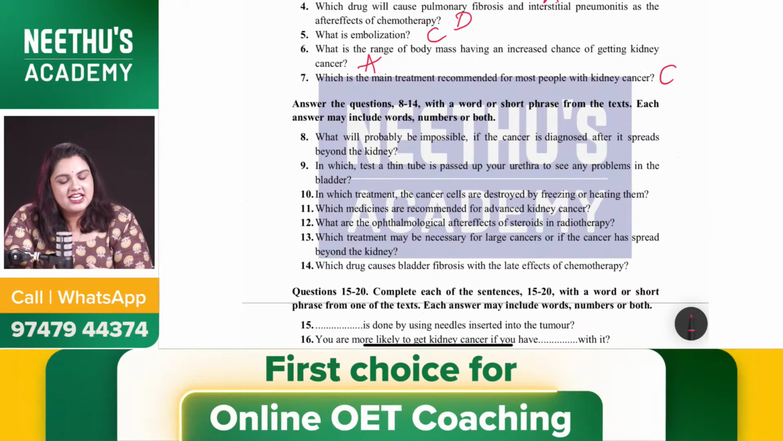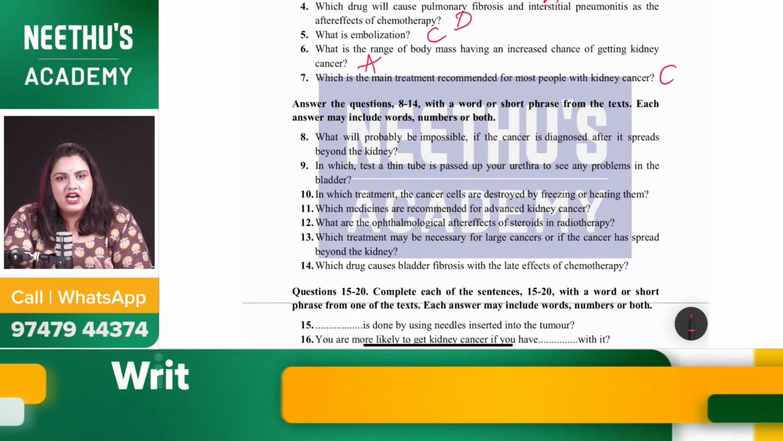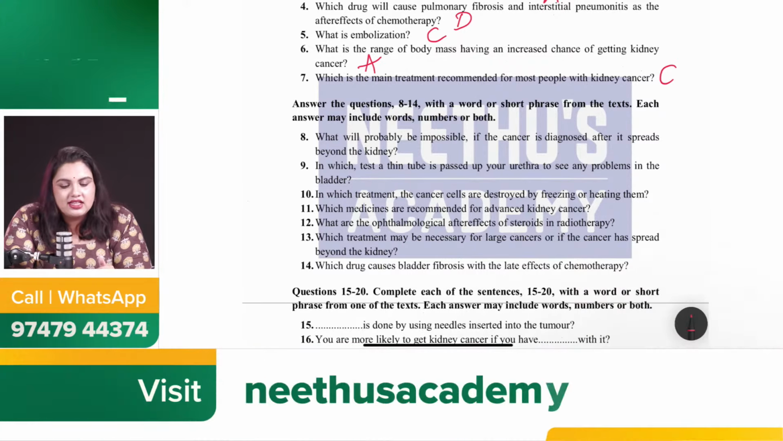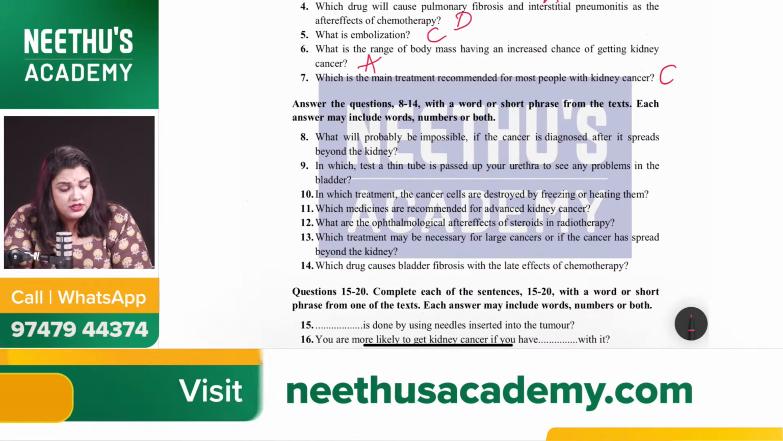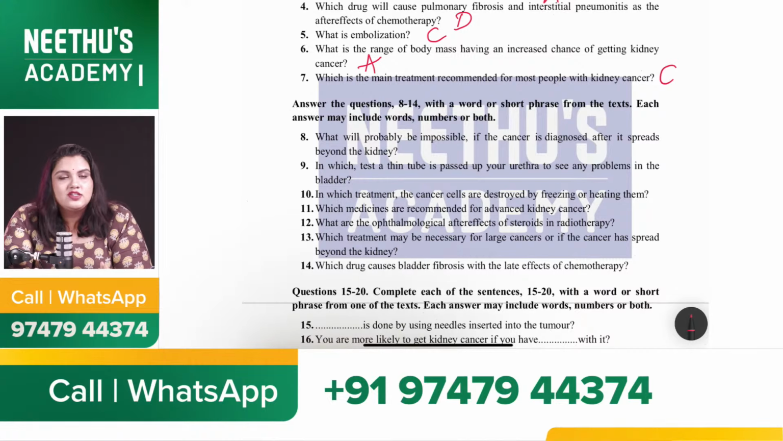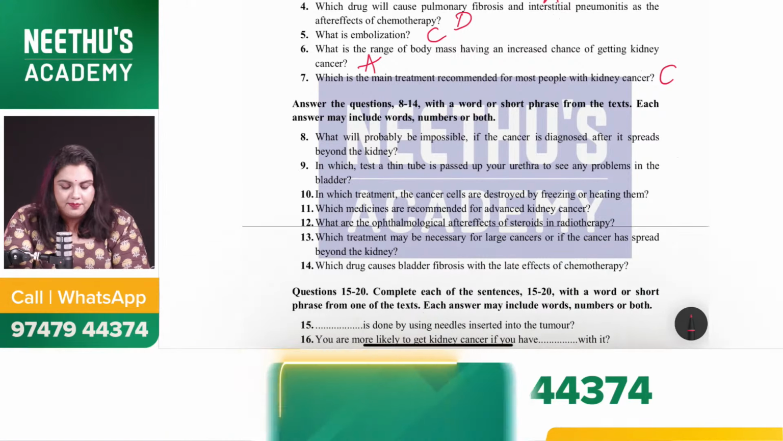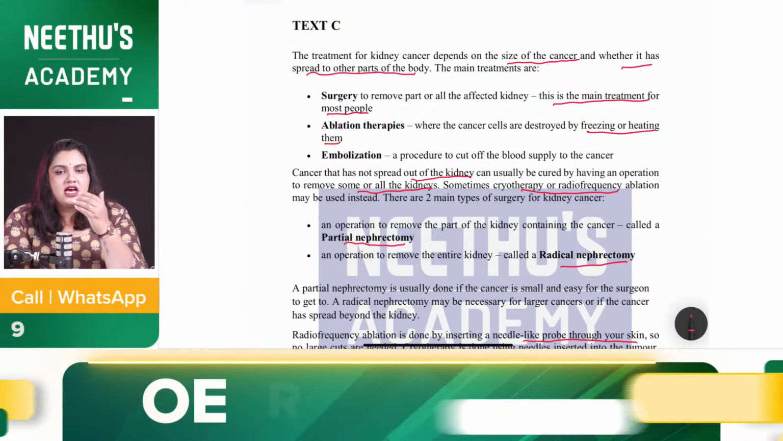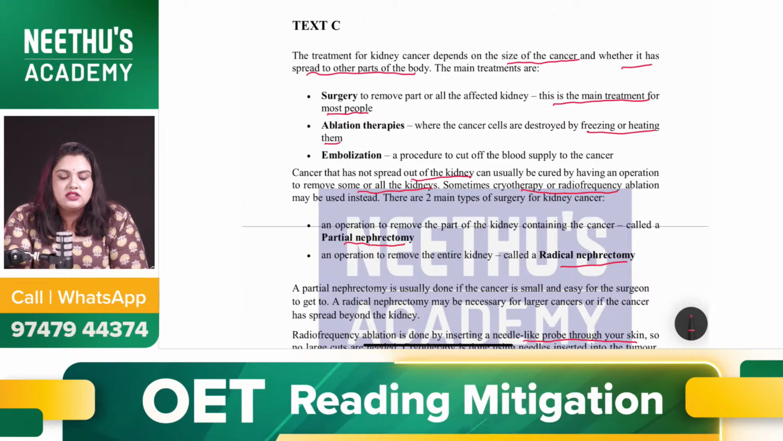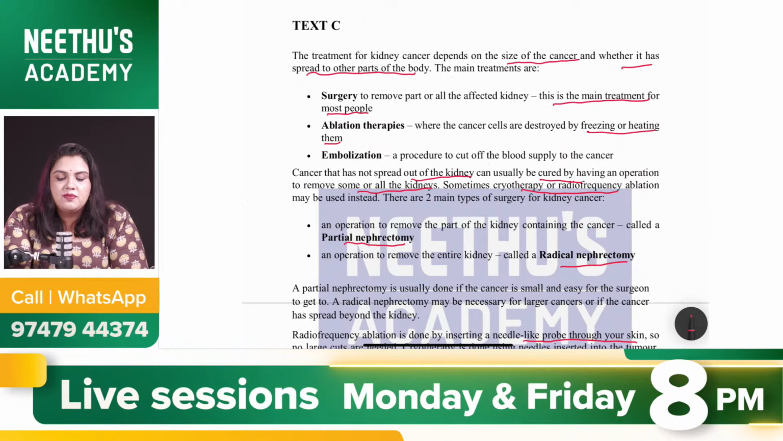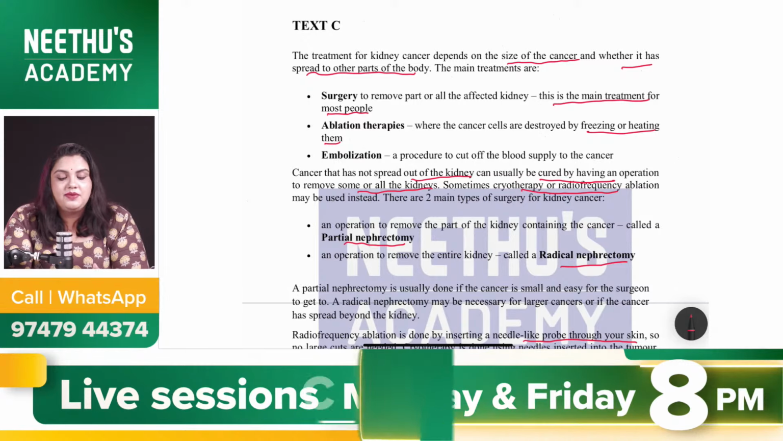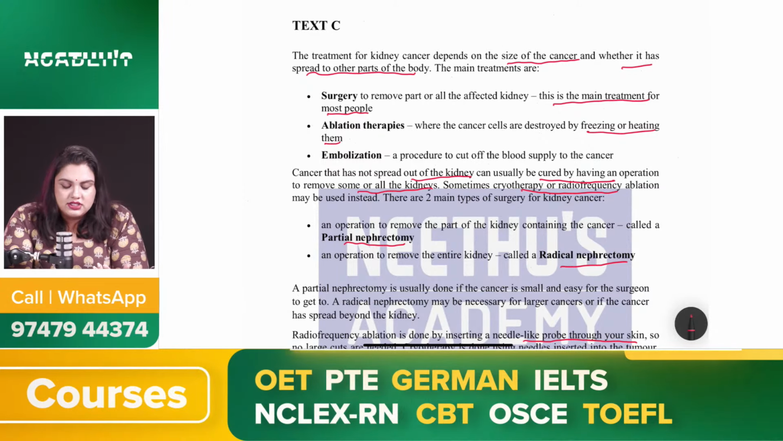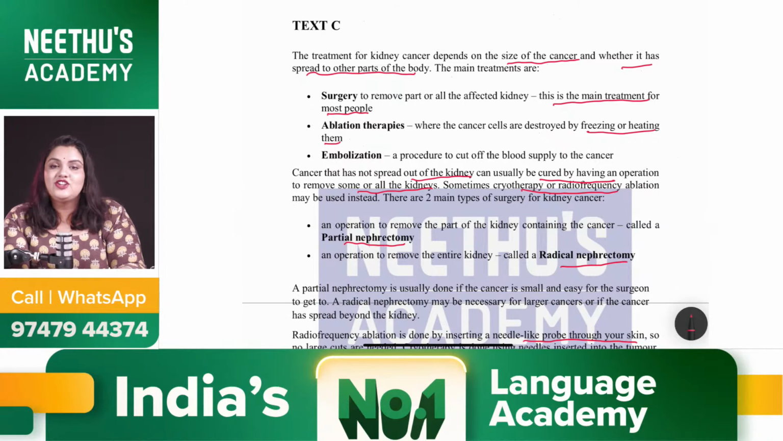This is not a direct answer, but the answer is located in one text. Unlike the other 7 questions, where the answer was the text C, this is not a direct answer. For question 8, let's take text C, the second paragraph, the bullet points: A cancer that has not spread out of the kidney can usually be cured by having an operation. So if the cancer has spread beyond the kidney, what is not possible? Cure is not possible.